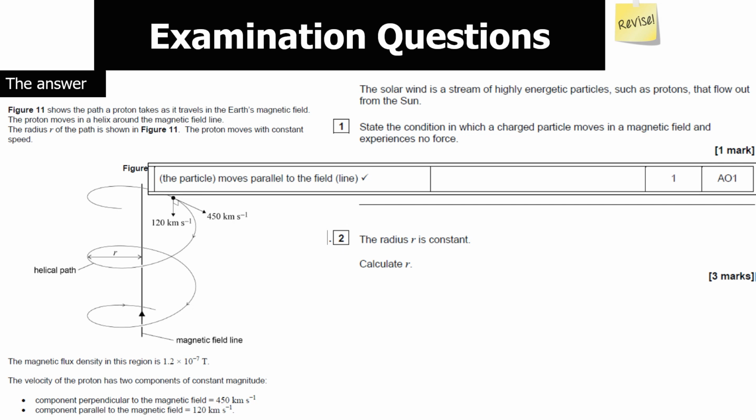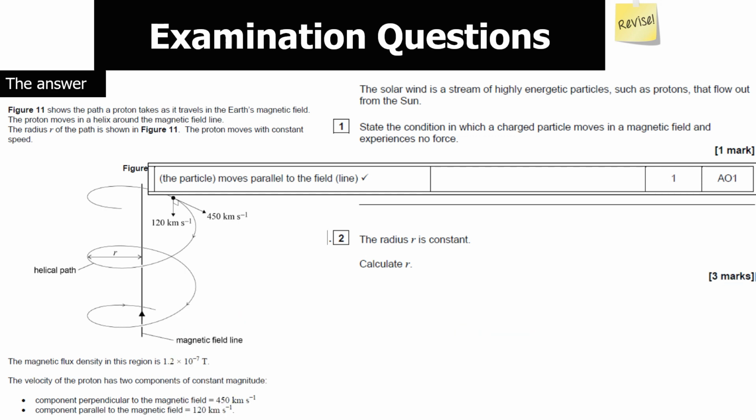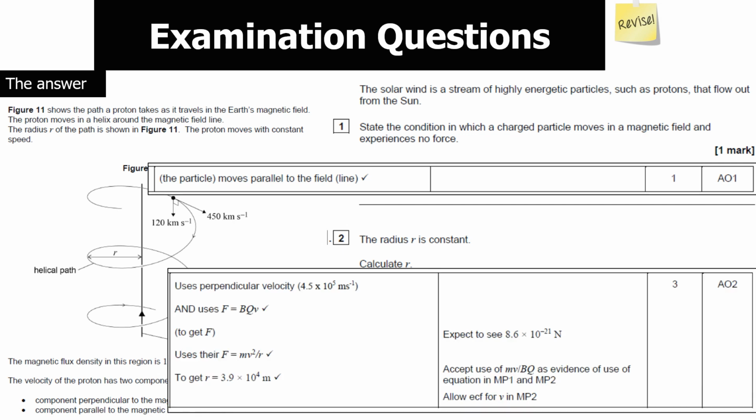Straight away you know you've got B, you've got Q, and you've got V. So you can work out what the force is by doing F equals BQV. Now importantly, what value are we using for V? We're not going to be using the value parallel to the magnetic field because that will not be relevant in this case. You've got to use the perpendicular velocity, which, if you can see on here, is 450 kilometers per second. We don't work in kilometers per second in physics, we work in meters per second, so we convert that to 4.5 times 10 to the 5 meters per second.